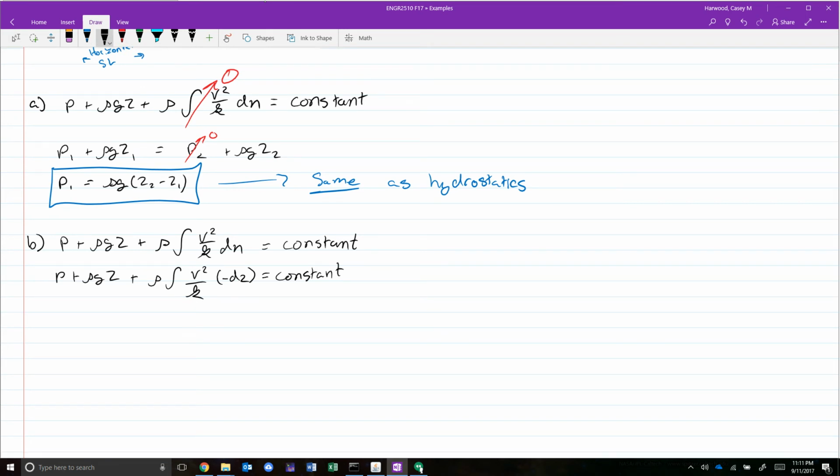So let's go ahead and write this equivalence, this constancy, between points 3 and 4. P3 plus rho g z3 plus rho integral. Now this integral is ordinarily written without limits, but I would contend that we are better off writing it with limits. The integral from some arbitrary constant. It doesn't matter what you want. We could write it from 0 if we so choose. Constant to z3 of V squared over R dz is equal to P4 plus rho g z4 plus rho times the integral, again with the same arbitrary constant at the lower limit, up to z4, this time of V squared over R times negative dz.